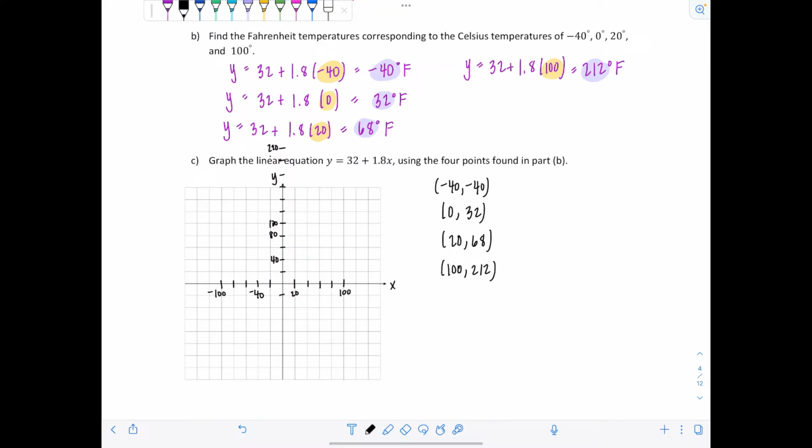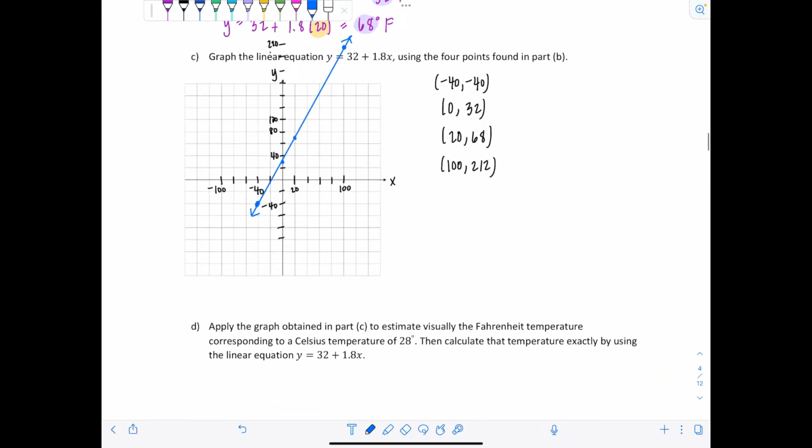And then we do have -40. So -40, that's right here. (0, 32) should be somewhere around here. (20, 68), and then (100, 212). Oh my goodness. Am I doing it? Maybe somewhere around here. Hopefully they all line up beautifully. Oh wow, okay. Look at us. We did graph them all.